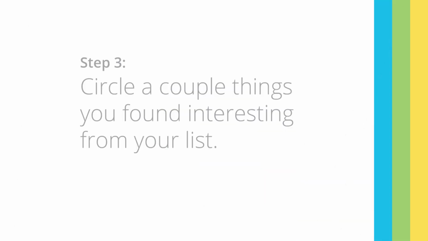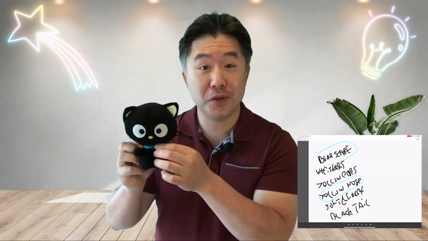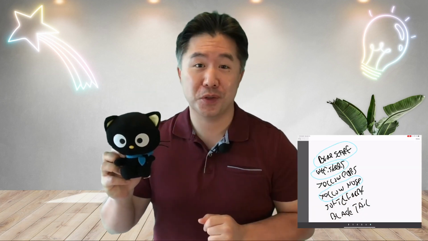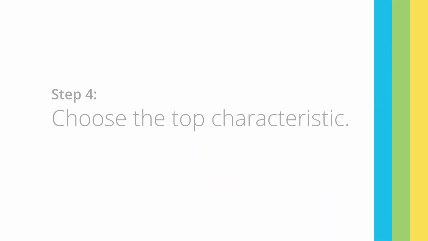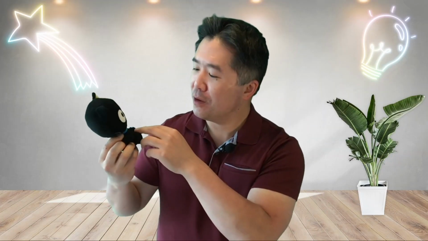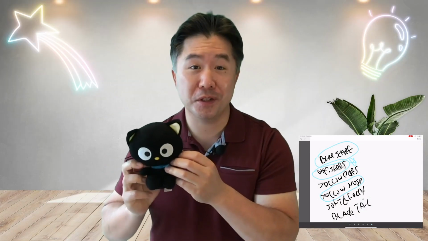Once you've listed out the characteristics and properties, you're going to circle a couple of the properties that you find the most interesting. So in my case, I find his yellow nose interesting, I find his blue scarf interesting, and I find his whiskers interesting. Then once you've done that, you want to pick the top characteristic that you find the most interesting. So in my case, I'm going to go with his little whiskers.